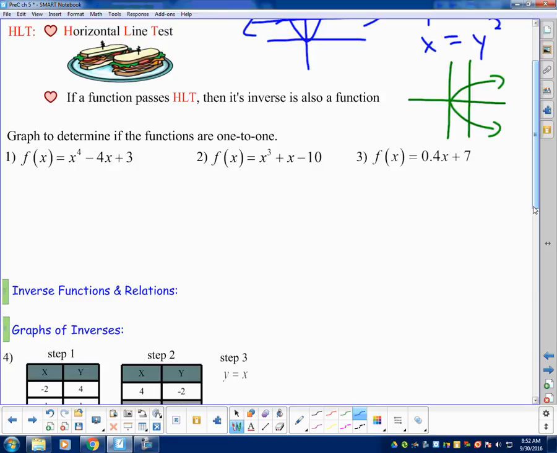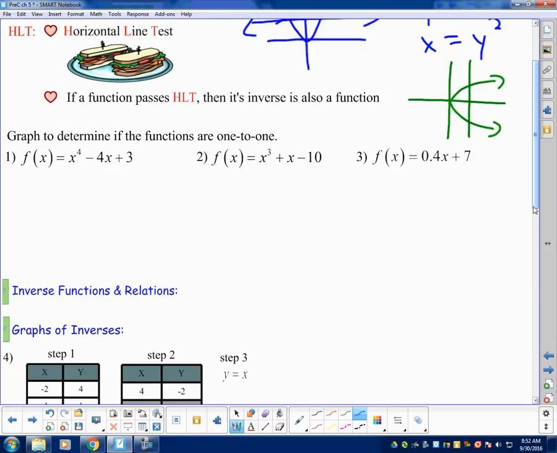Okay, so graph to determine if the functions are 1-to-1. So do you have your graphing calculators handy? I'd like you to graph each of these. So I'm going to have this row. Hannah's row is graphing number 1. Shane's row is graphing number 2. Ryan's row is graphing number 3. You're not graphing any. You can sit and watch.